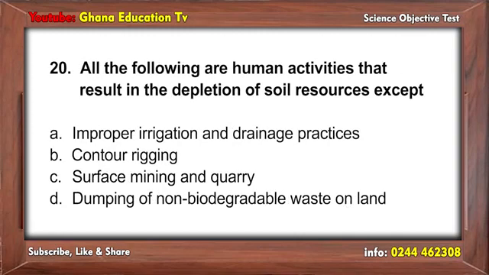Number 20. All the following are human activities that result in depletion of soil resources except A. Improper irrigation and drainage practices. B. Contour ridging. C. Surface mining and quarry. D. Dumping of non-degradable waste on land.